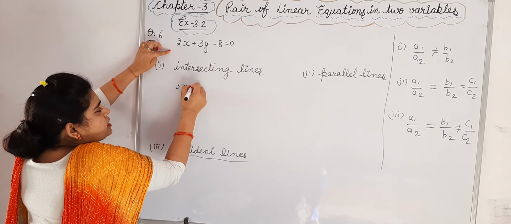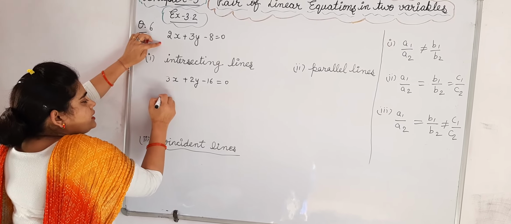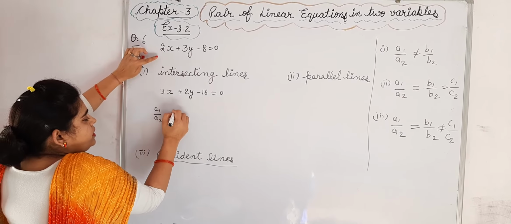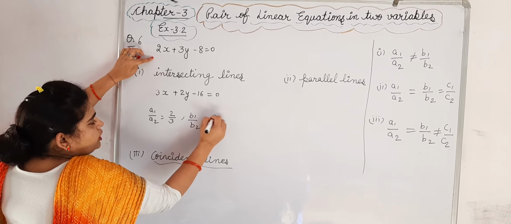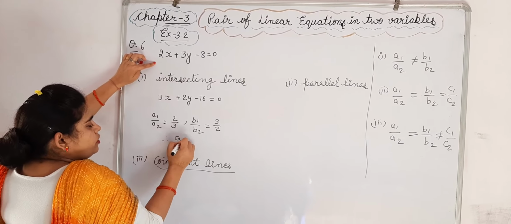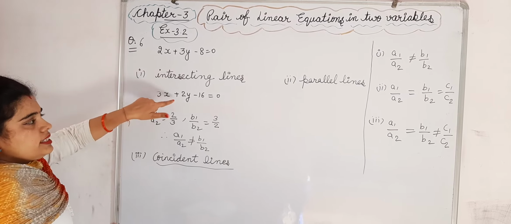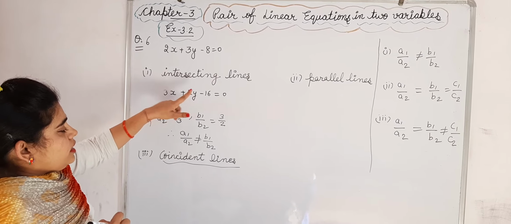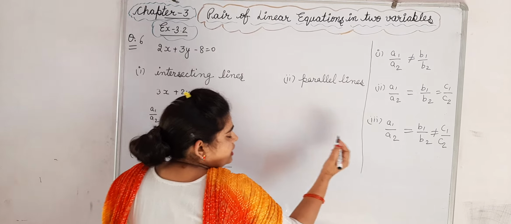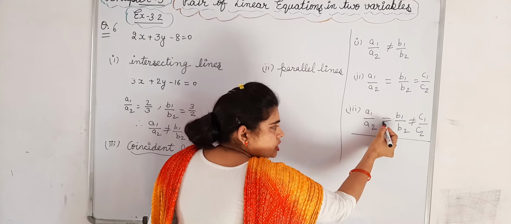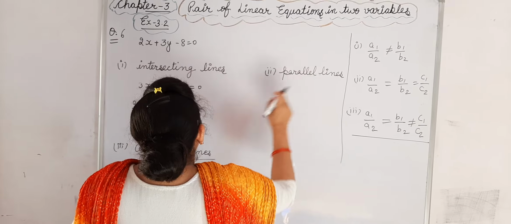Suppose we have taken 3x plus 2y minus 16 is equal to 0. In this case, a1 by a2 is 2 by 3, b1 by b2 will equal to 3 by 2. So a1 by a2 not equal to b1 by b2. So this equation satisfies our condition of intersecting lines. Now in the case of parallel lines, what is the condition? a1 by a2 is equal to b1 by b2 not equal to c1 by c2. This is our condition for parallel lines.